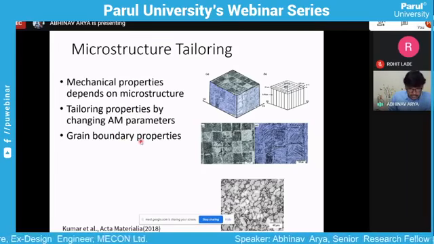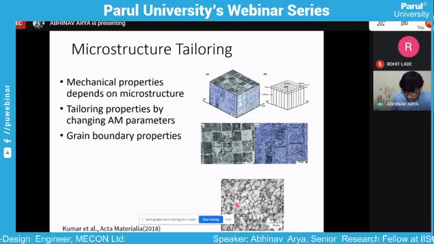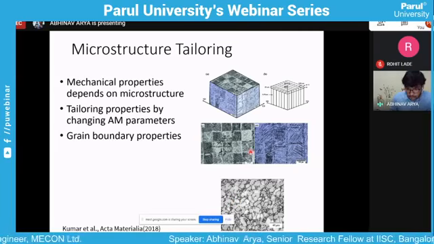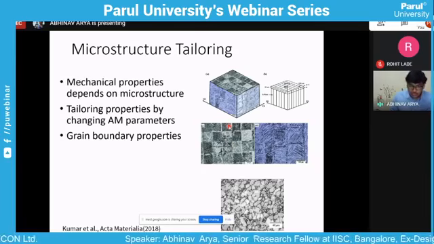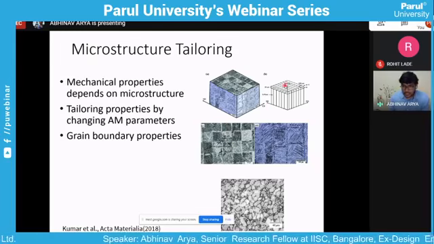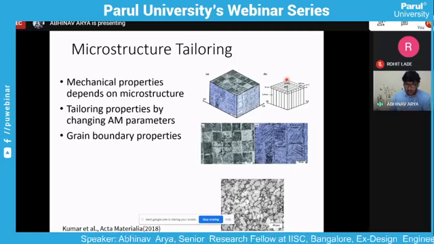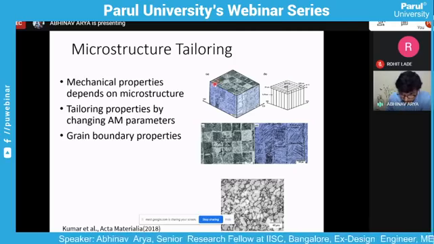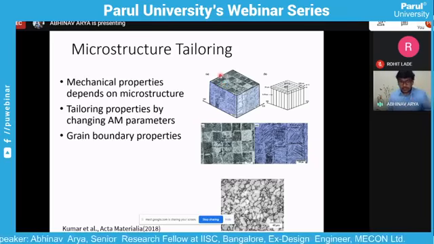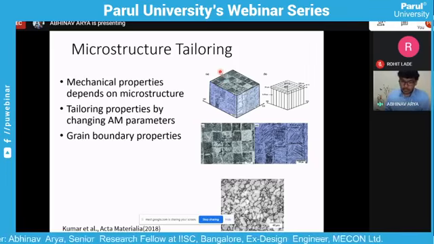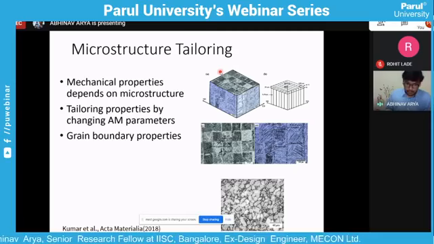We can change the grain boundary properties. We are getting these columnar boundaries, which are not good for the material properties, so we can change the angle: if one layer is deposited like this, then the next layer we deposit at 45 degrees. Like this we can play with all these parameters and change the microstructure.